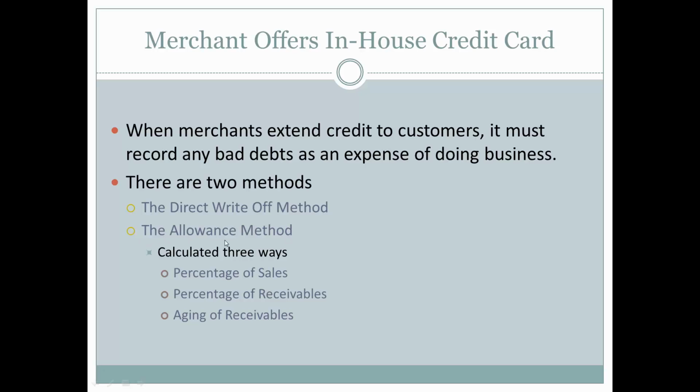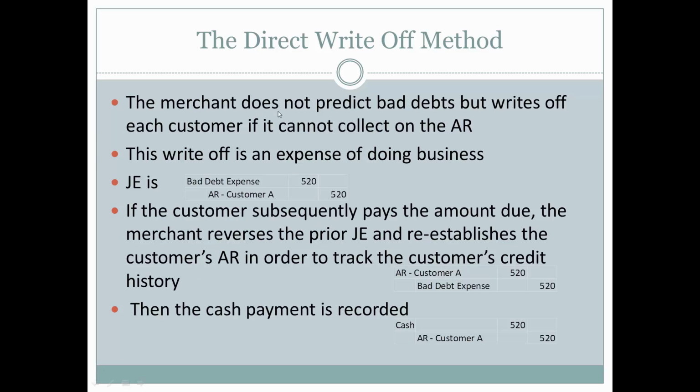The allowance method is calculated in three ways: the percentage of sales, the percentage of receivables, and the aging of receivables. Let's first look at the direct write-off method. The merchant does not predict which bad debts it expects to receive, but writes off each customer if it cannot collect on the accounts receivable. So it doesn't predict or estimate bad debts based upon their experience in their line of business. The write-off is an expense of doing business, so it is considered bad debt expense.